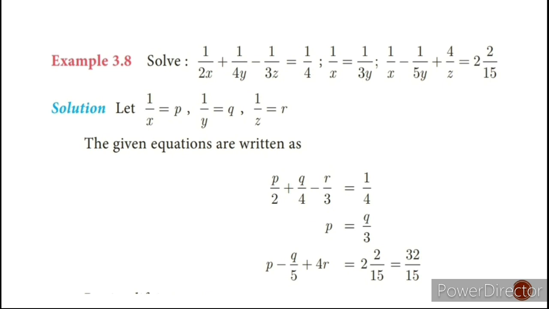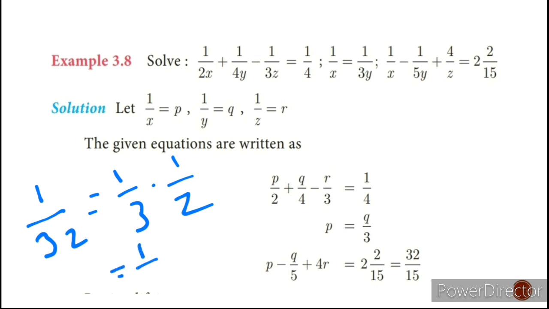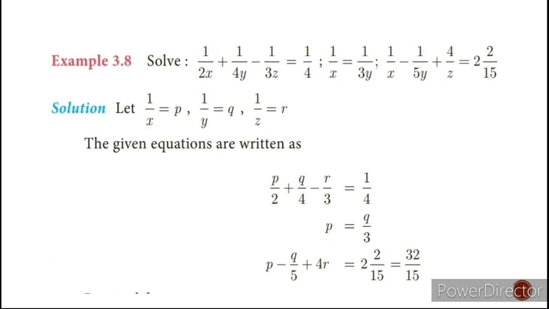Then we pass on to the third term. I take the third term, that is 1 by 3z. I write 1 by 3z as 1 by 3 into 1 by z. I write 1 by 3 as it is. Instead of 1 by z, I write r. So r into 1 by 3 is r by 3. That's why minus 1 by 3z can be written as minus r by 3. So write 1 by 4 as it is, there is no change.